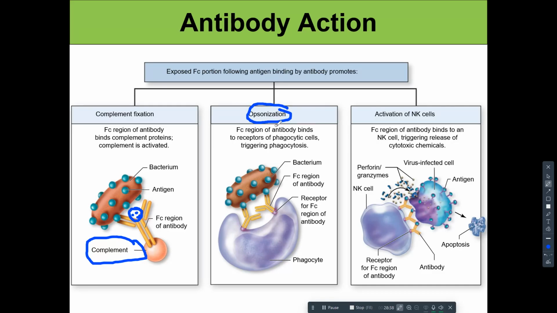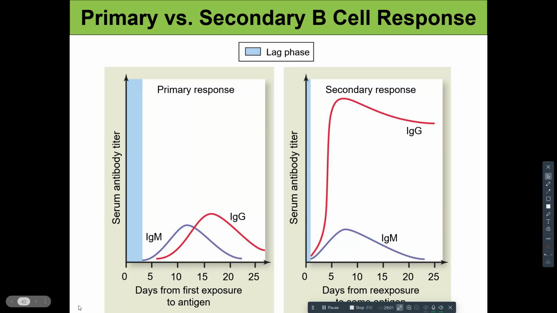And then finally, antibodies are going to activate natural killer cells, which are great at killing cells, our own body cells that have become infected. So these are all the wonderful things that antibodies, these immune proteins, are capable of doing.